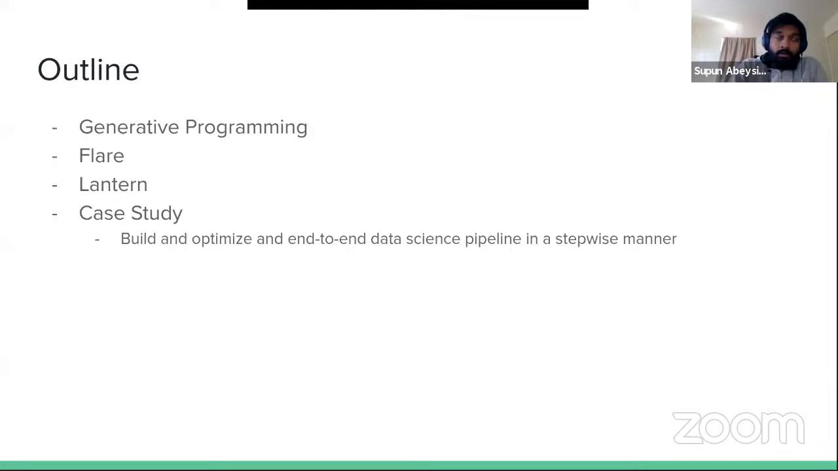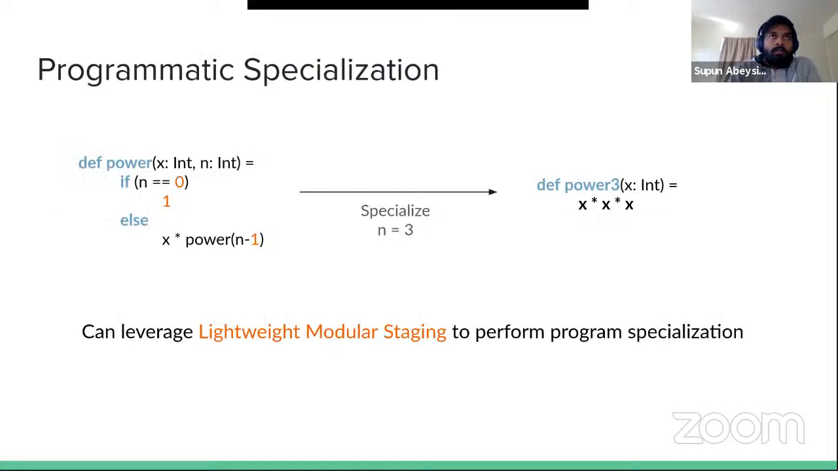So here's an outline. I'll be introducing what is generative programming, and we'll look at two systems that are built using these techniques. And then we'll be looking at a specific use case and try to see what we can do to optimize things in a stepwise manner.